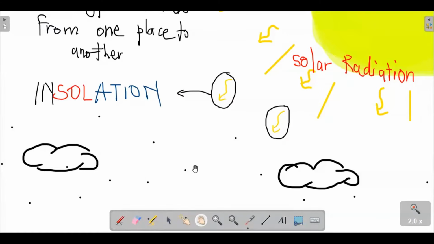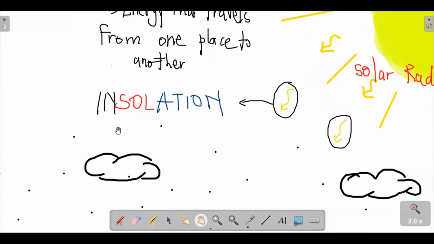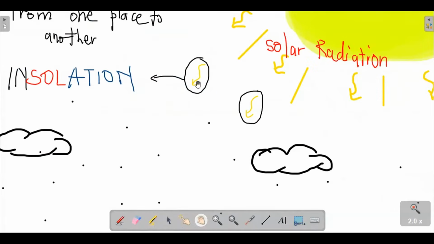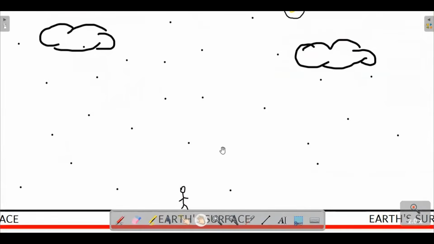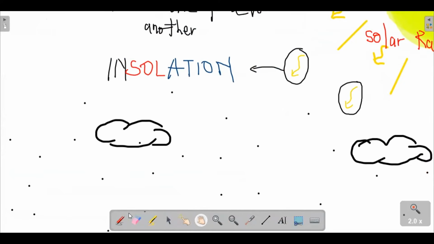Okay, insolation. This insolation is what we call incoming solar radiation. It's this incoming solar energy, or the approaching sun energy, right? As you can see, it is coming towards Earth, towards the surface. So insolation is incoming solar radiation.